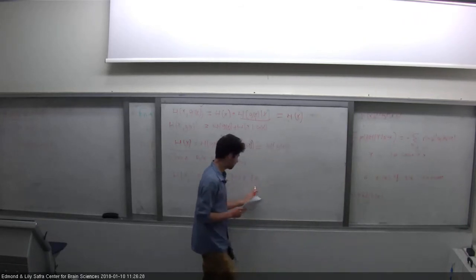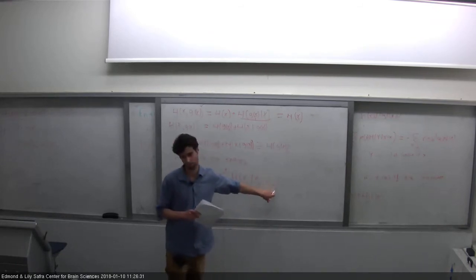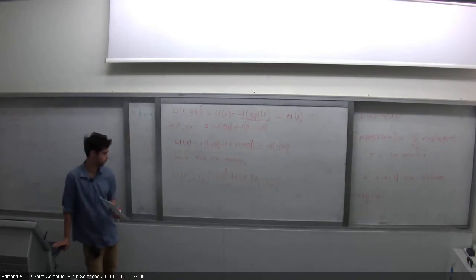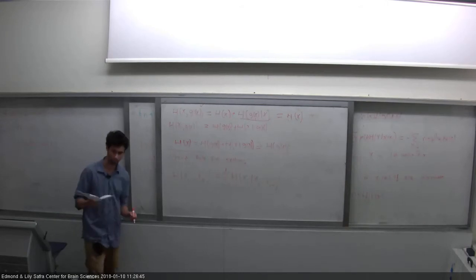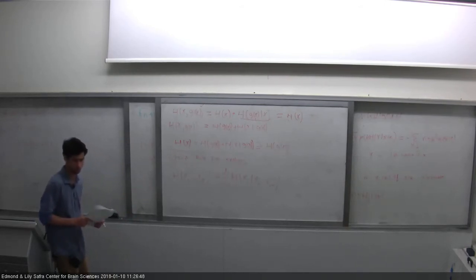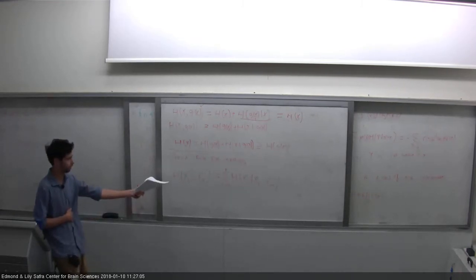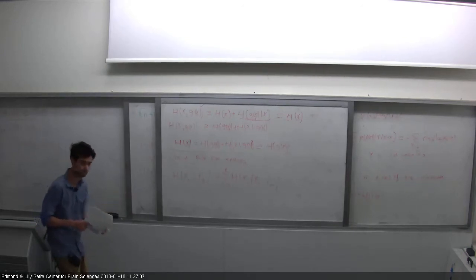Okay? X1 to xi minus 1. Okay? So it's very useful. For example, in the exercise, you have the chain rule for information, and you can prove it with this chain rule. Basically all the information measures have some kind of chain rule, and they are all based on this chain rule.